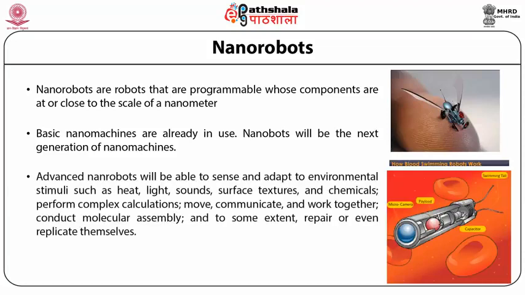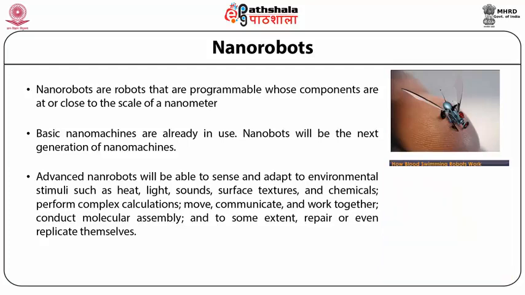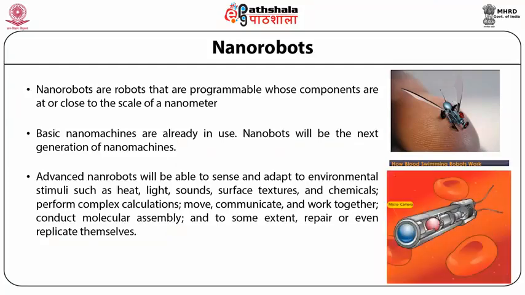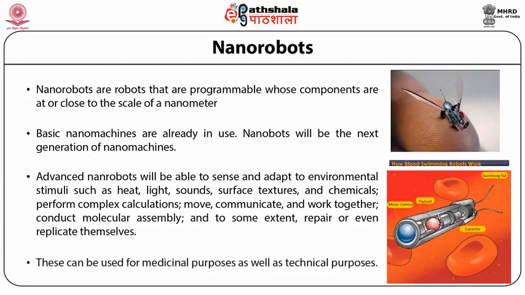Advanced nanorobots will be able to sense and adapt to environmental stimuli such as heat, light, sound, surface texture, and chemicals. And they will perform complex calculations. They will help to move, communicate, and they will be able to work together. And they will be able to conduct molecular assembly, and to some extent they will repair and even replicate themselves. These nanorobots can be used for medicinal purposes as well as technical purposes.